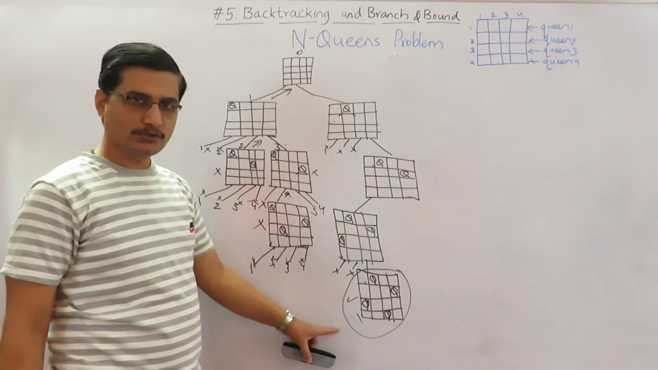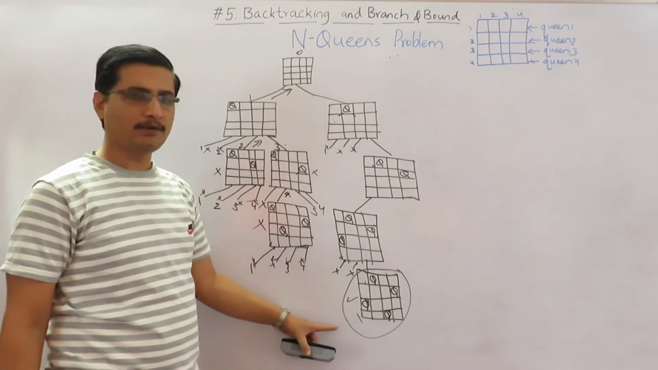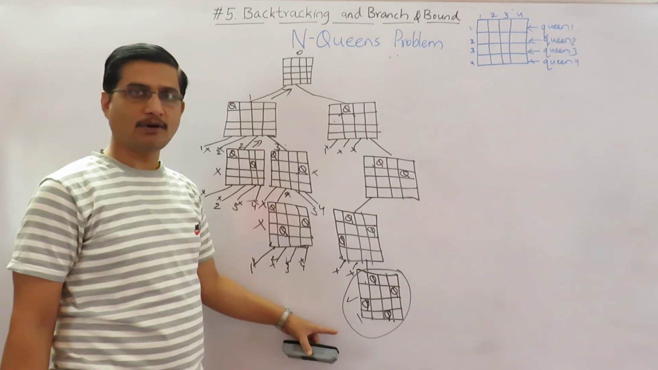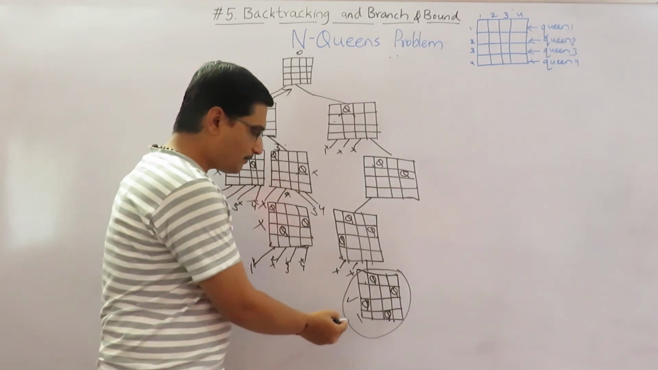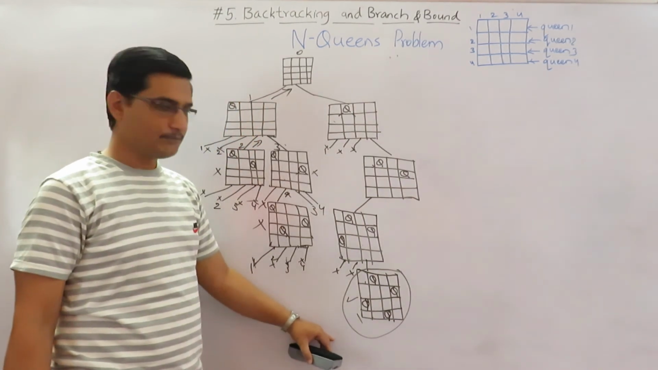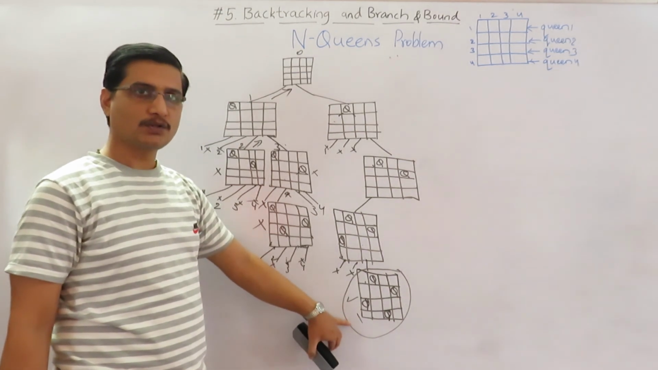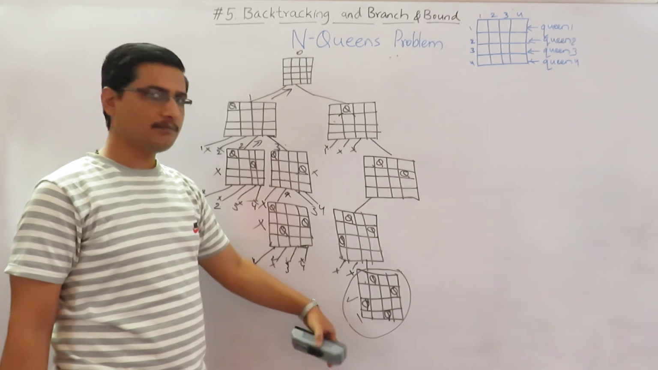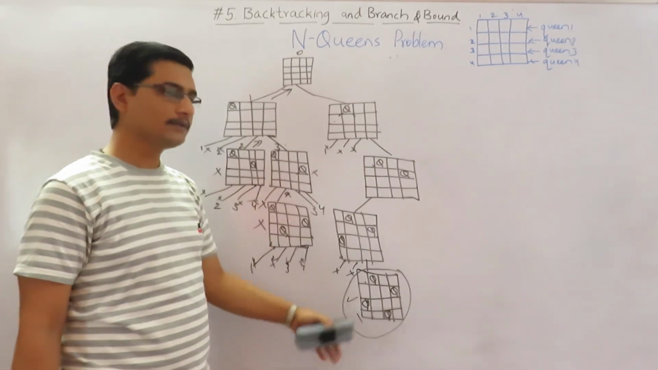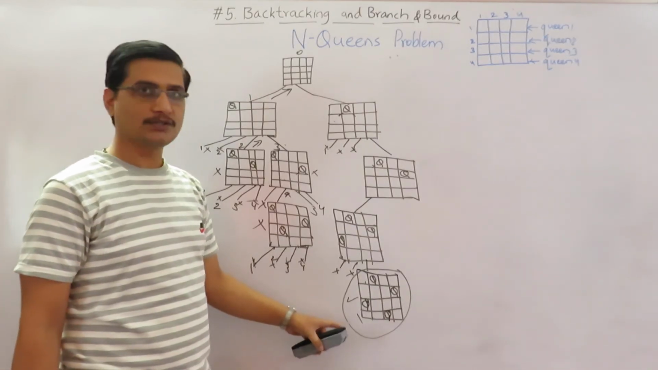Of course, there are two solutions for the four queens problem. I will ask you to try for another solution. We can stop once we get the solution. So we will stop here, and we have got one solution for the four queens problem. Similarly, if you try for the next one, you may get another solution.